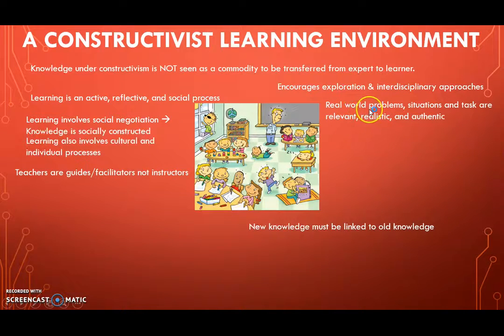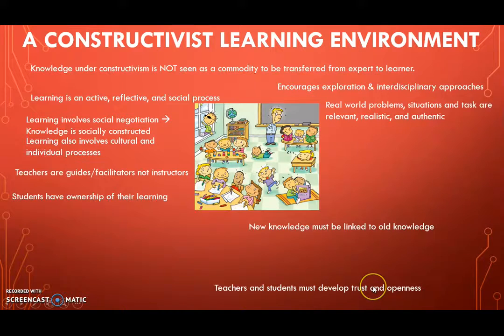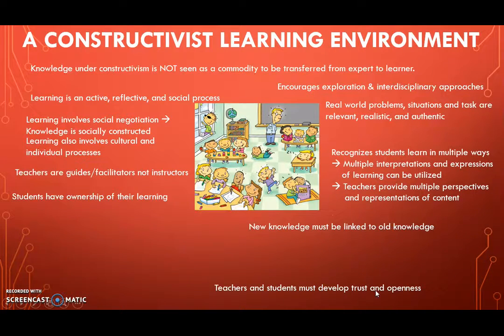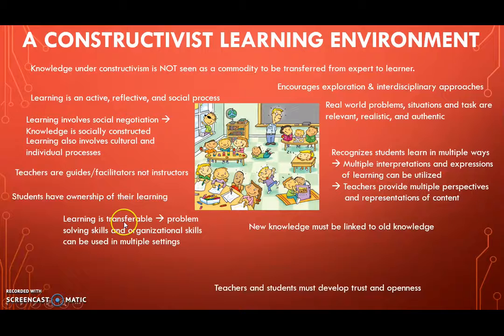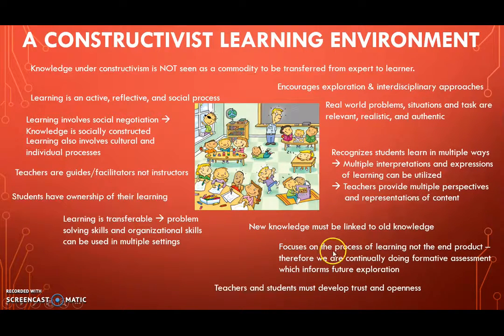The problems are real world, and the tasks are relevant, realistic, and authentic. Students should have ownership of their learning. Teachers and students must develop trust and openness in order for a constructivist learning environment to be successful. We must also recognize students learn in multiple ways, and we should provide multiple interpretations and expressions for students to exemplify their learning. As well, we must provide multiple perspectives and representations of the content. Learning is transferable, so the problem-solving skills and organizational skills learned can be used in multiple settings. We're focusing on the process of learning here, not the end product.